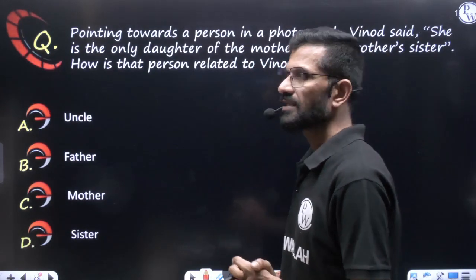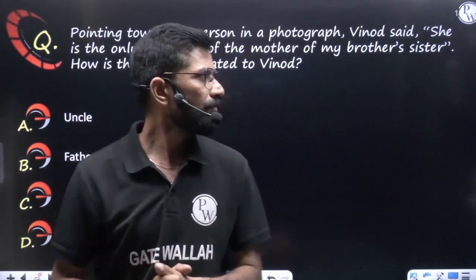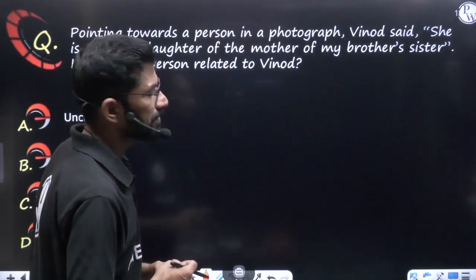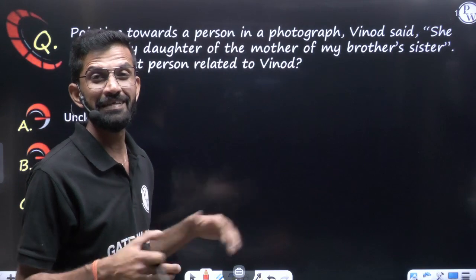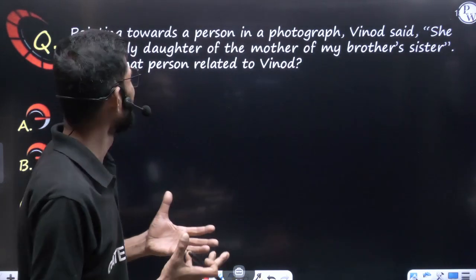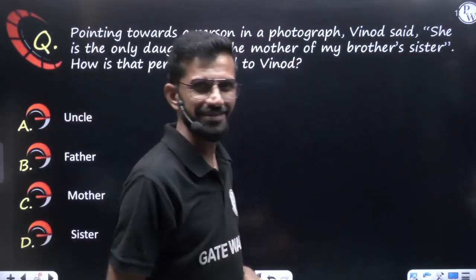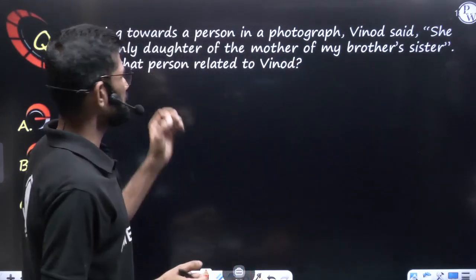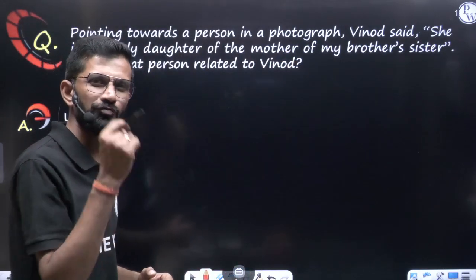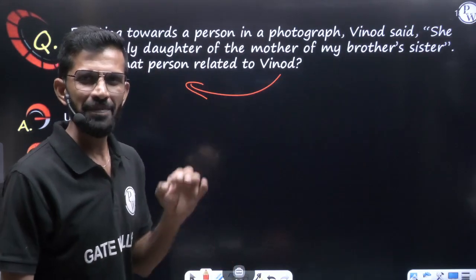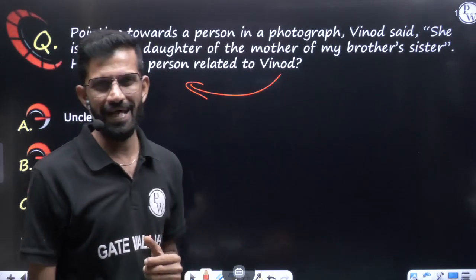Pointing towards a person in a photograph, Vinod said, she is the only daughter of the mother of my brother's sister. See how they are giving you the data. She is the only daughter of the mother of my brother's sister. How is that person related to Vinod? Means Vinod will call that person in the photograph as what, in relation?